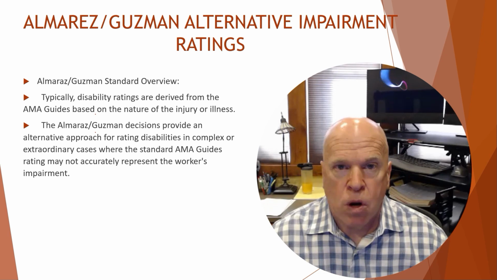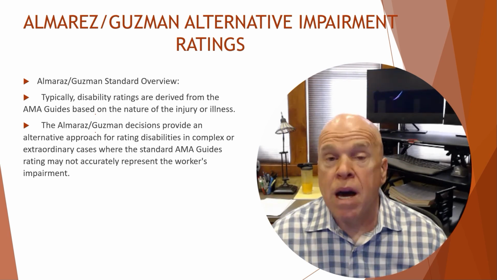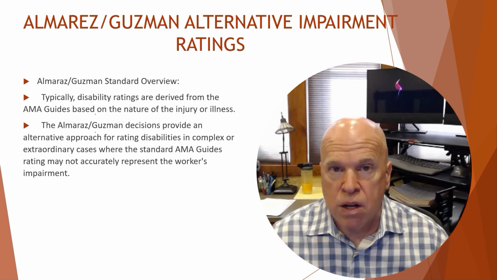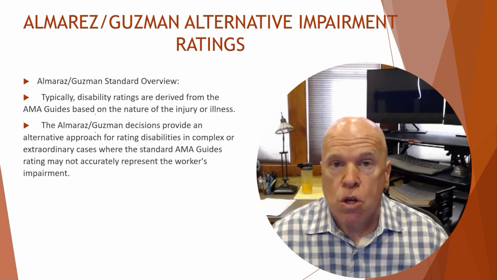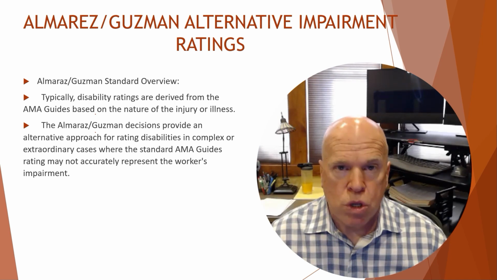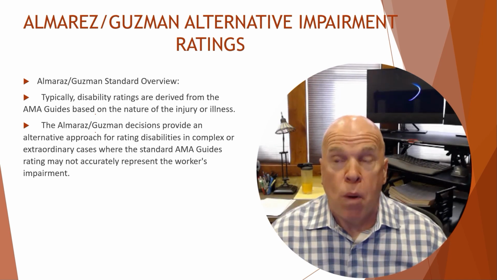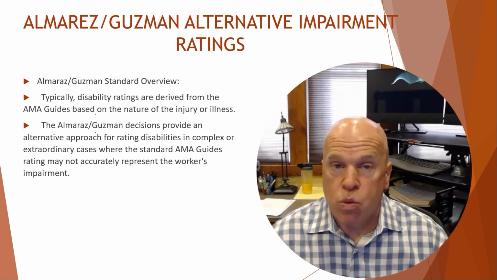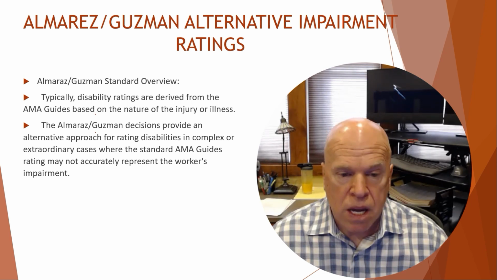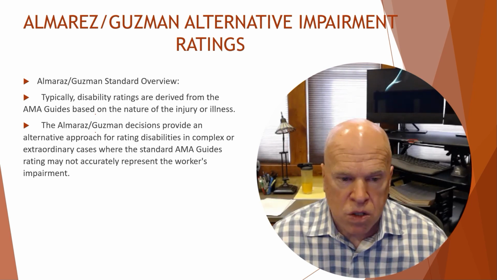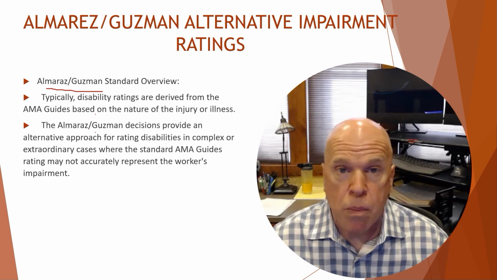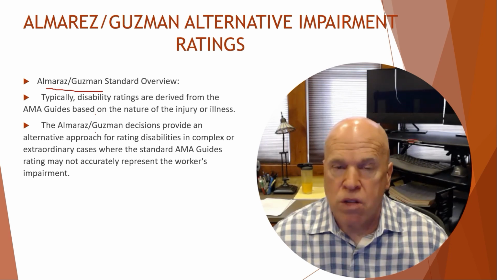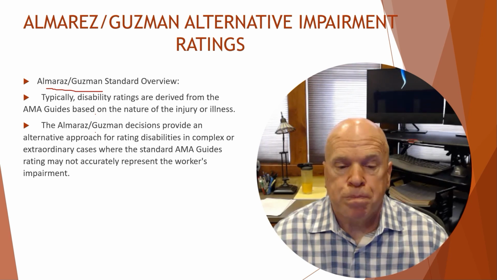And as we stated, Labor Code Section 4660 tells us that the AMA guides provide prima facie evidence of the accuracy and correctness of the impairment. So we rate impairments through the use of the AMA guides. However, thanks to a couple of important cases that came around between the years of 2005 and 2010, these cases are collectively known as the Alvarez and Guzman cases. They were two separate cases at the time. They became consolidated cases, and now they're simply referred to as the Alvarez-Guzman cases.